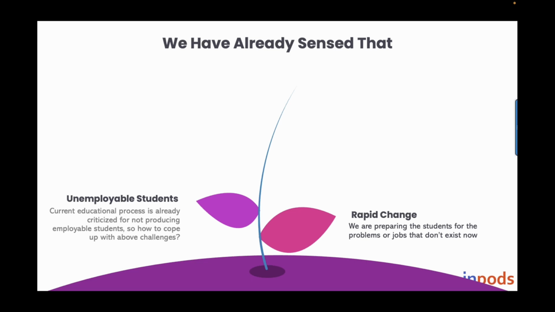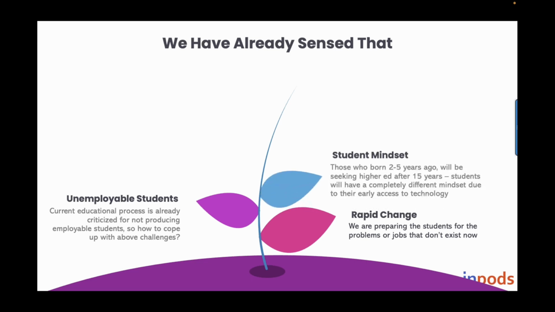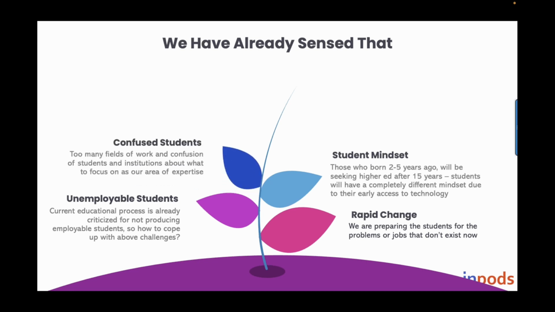Unemployability of students is already a problem, right? And if nothing is changed, it is going to be a bigger problem. The mindset of the student is also changing a lot. Those who were born 2 to 5 years ago are going to enter higher education after almost 15 years, and you can imagine what mindset these students will carry at that time. Their attention span is going down. Their exposure to technology is going up every day, and they cannot simply sit in the classroom, and we cannot have the traditional way of teaching them. There will have to be a totally different way of teaching these kinds of students.